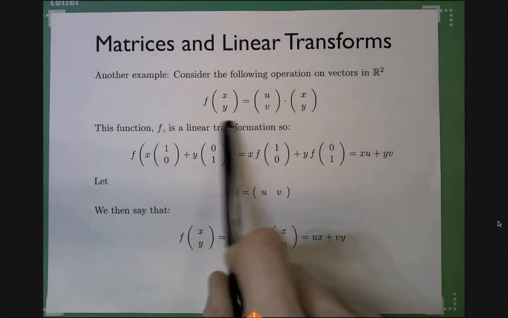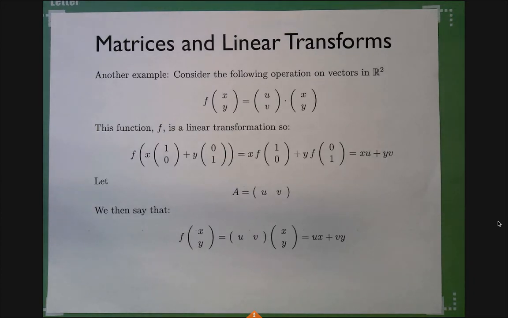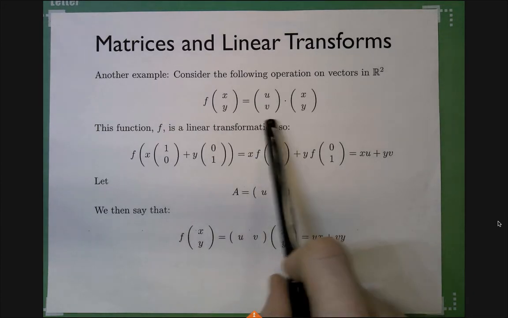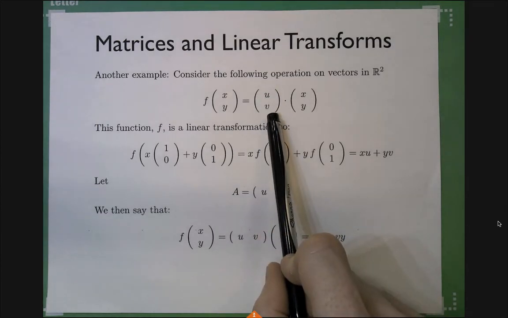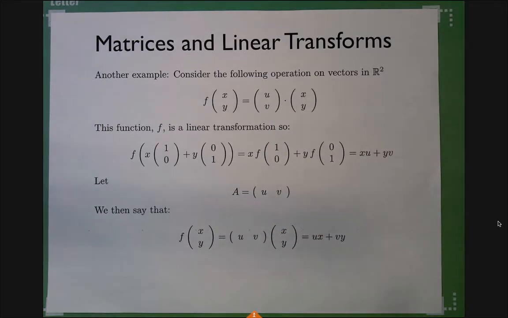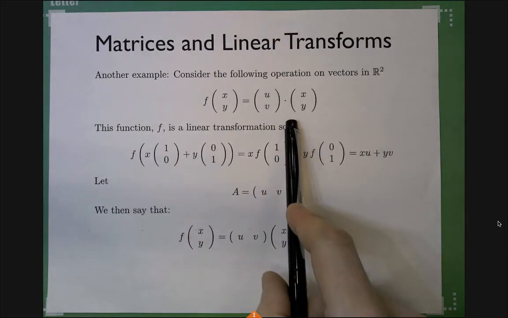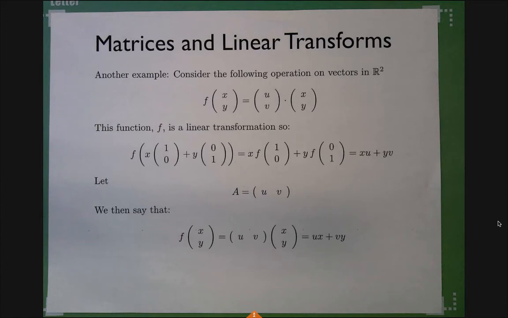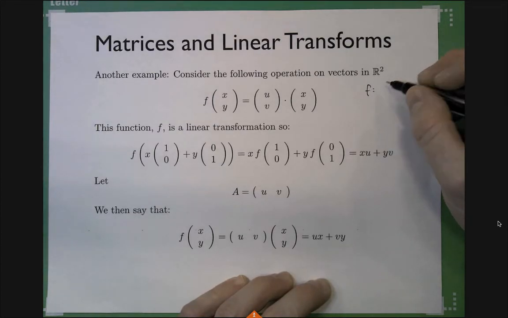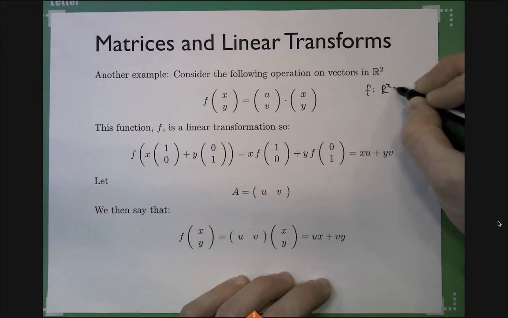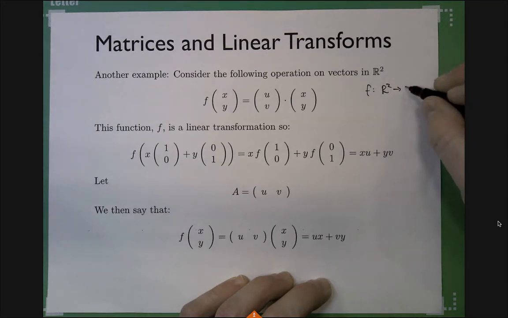So here is an example of a different linear transformation. This linear transformation is the example when we pick a fixed u and v. You could imagine some concrete numbers there if you wanted. And the linear transformation is a dot product, right? So what is the type of this linear transformation? Well, it goes obviously from R2 to what? To R, right?